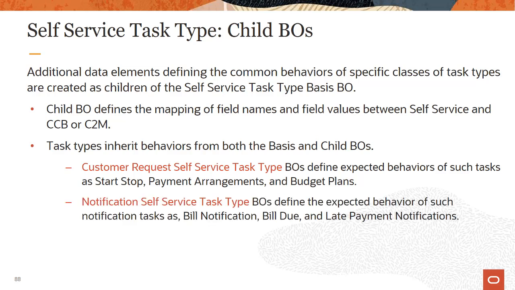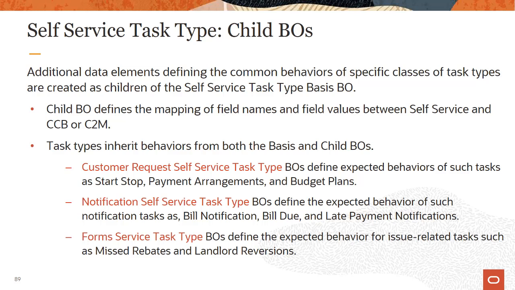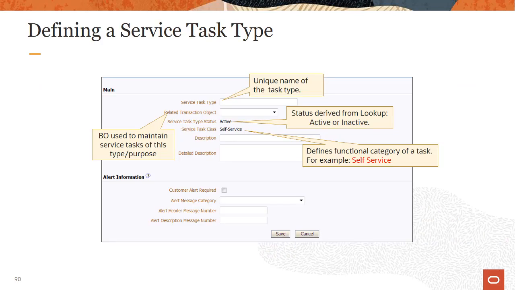The notification self-service task type business objects, which define the expected behavior of such notification tasks as bill notification, bill due, and late payment notifications. And the form service task type business objects, which define the expected behavior for issue-related tasks such as missed rebates and landlord reversions.